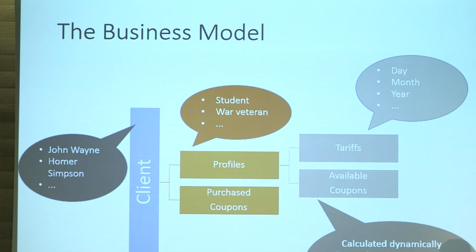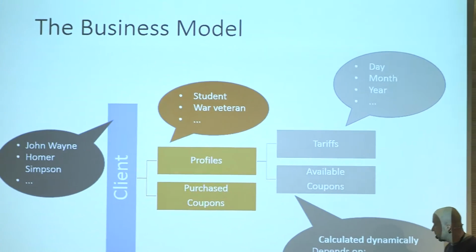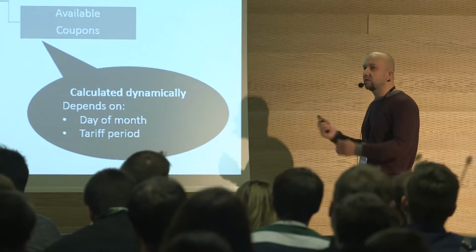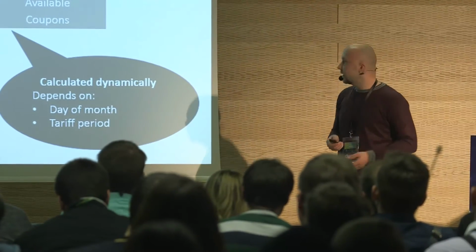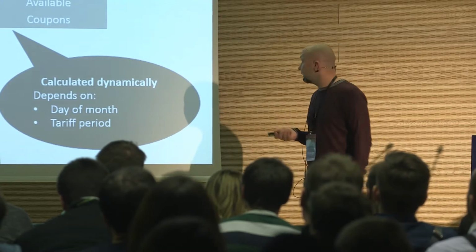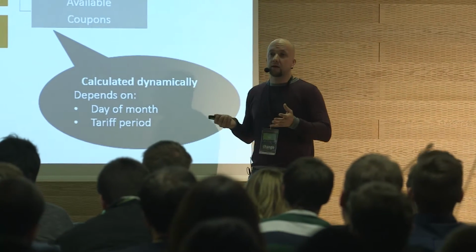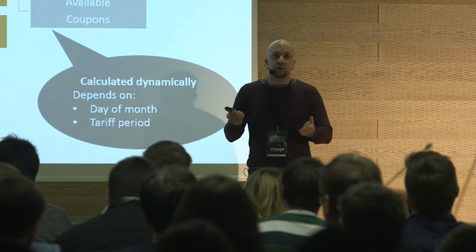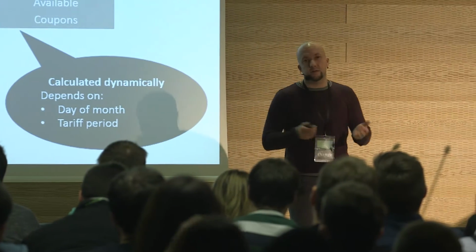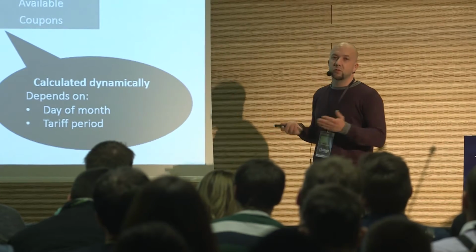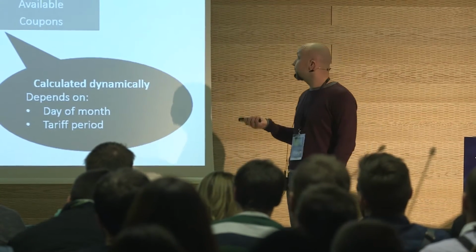The main thing, and all the business logic, will be here. We have to calculate these coupons dynamically, depending on the day of month when the customer arrives and depending on the tariff period. For example, if your client comes during the 6th month, you will offer him a coupon for the 6th month or for the 7th month. You won't offer him a coupon for the 3rd month, for example.